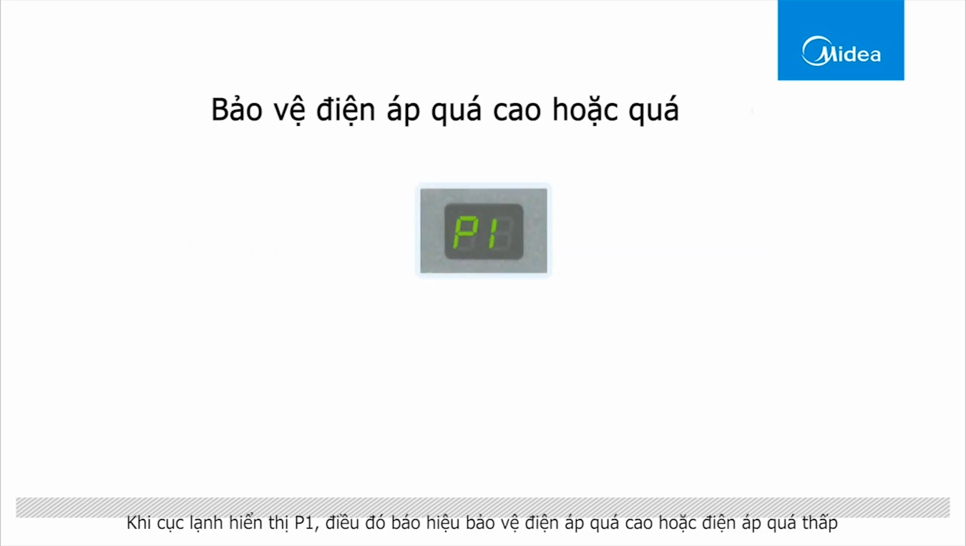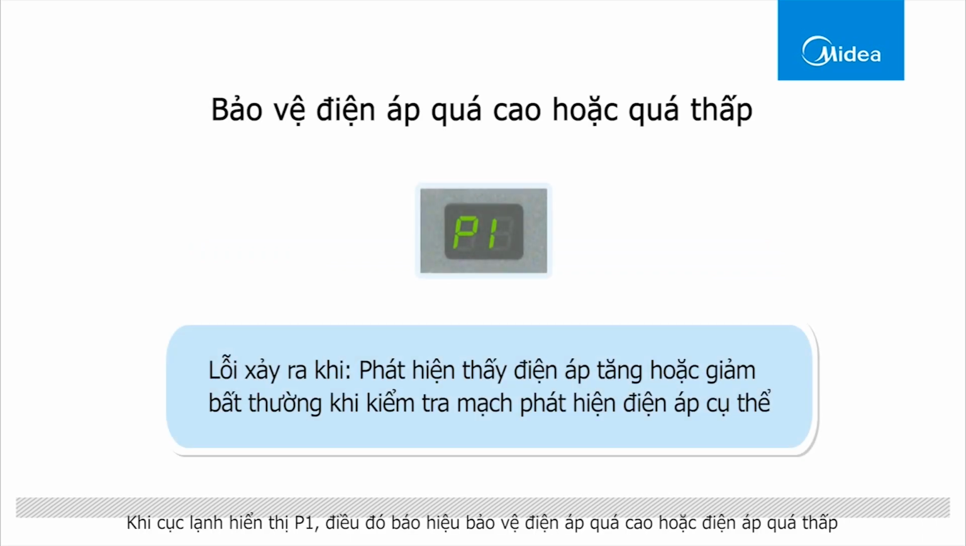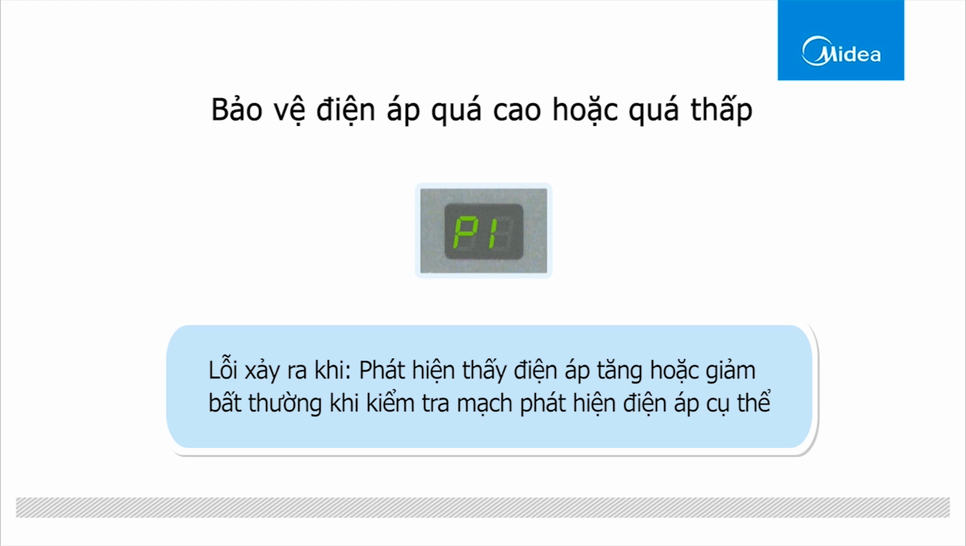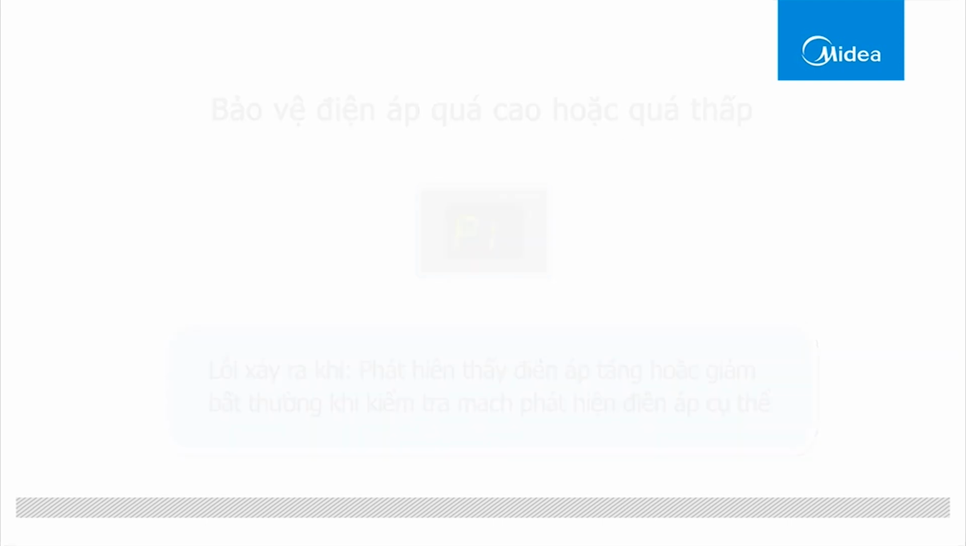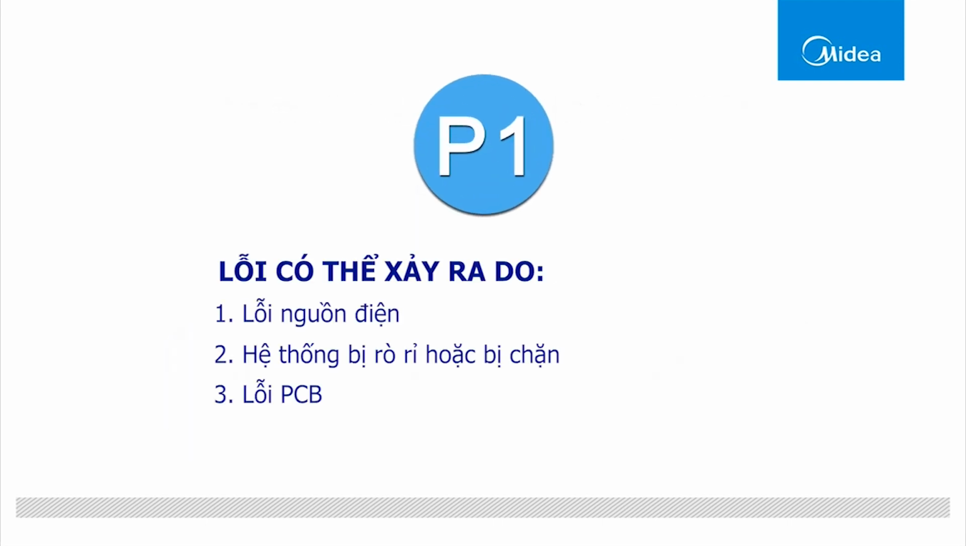When the indoor unit displays P1, that indicates over voltage or over low voltage protection. Malfunction decision conditions: An abnormal voltage rise or drop is detected by checking the specified voltage detection circuit. The failure could be caused by: 1. Power supply error, 2. System leakage or blockage, 3. PCB error.